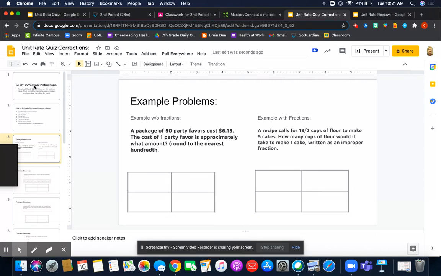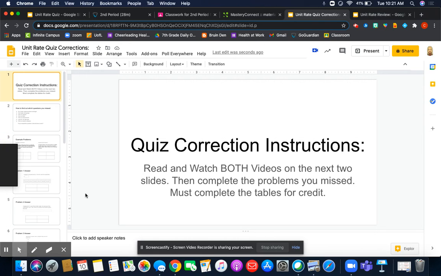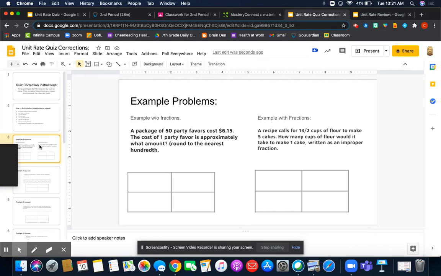If you did not read this last part, you do need to complete the tables for credit. That just shows me your work and how you were able to get to your answer. So I'm going to run through a problem that doesn't involve fractions and one that does, so you understand what is being asked of you.